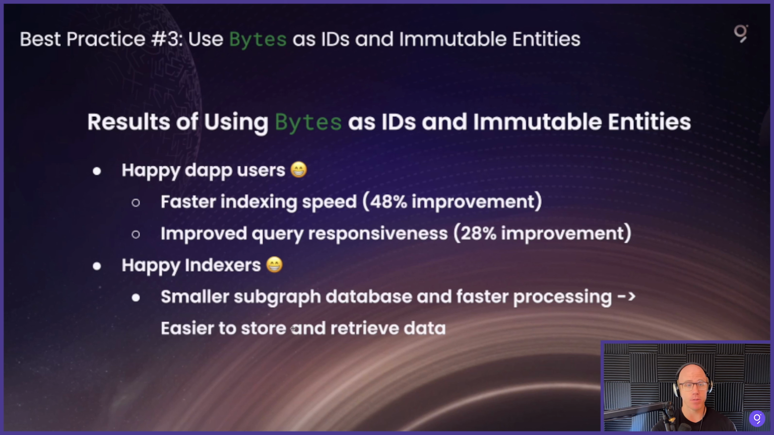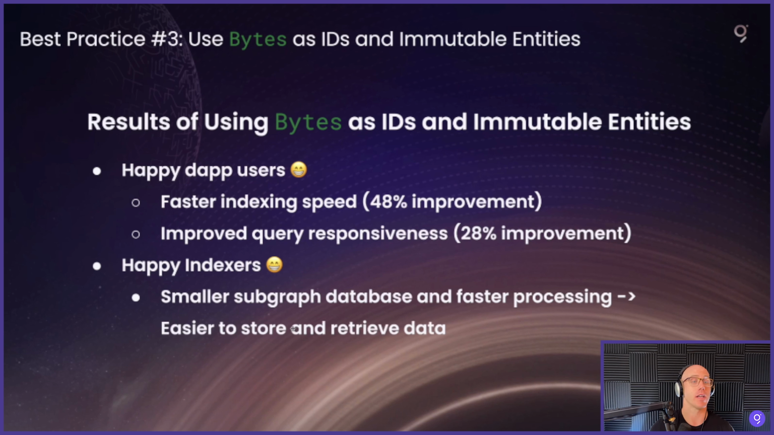We have, once again, happy DApp users and happy indexers. Faster indexing speed, nearly a 50% improvement in indexing speed with bytes as IDs and immutable entities. That is a crazy jump in indexing speed. And then also query responsiveness, just over 25% improvement in query responsiveness. So that's a big deal to have, just with these little changes, a huge jump in indexing speed and query responsiveness. So go ahead and make these changes if you do not have bytes as IDs and immutable entities. We'll go into what those are in just a second.